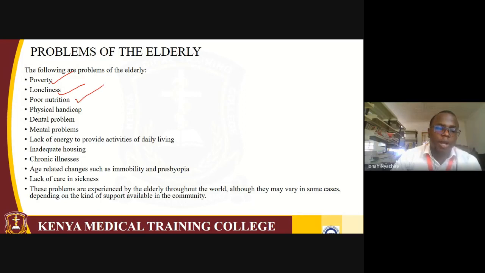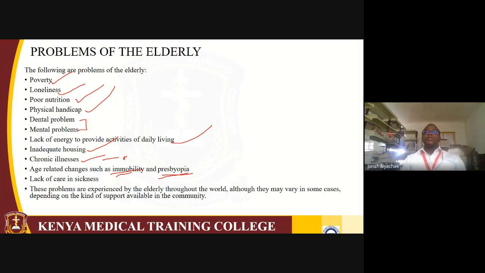Their nutrition is poor. They can be physically handicapped, with dental and mental problems. They have a lack of energy to perform activities of daily living, inadequate housing in some cases, and chronic illness, which is synonymous with the aged. There are those things which you can't run away from, the chronic illnesses, if a person lives for a very long time. We also have changes with immobility. They cannot walk, and also presbyopia, where they cannot see.